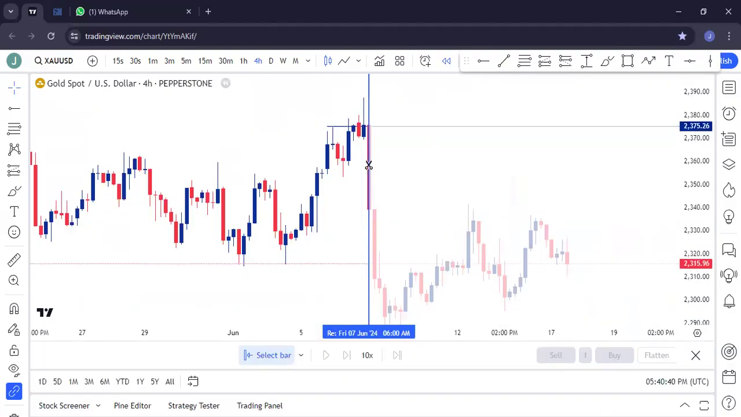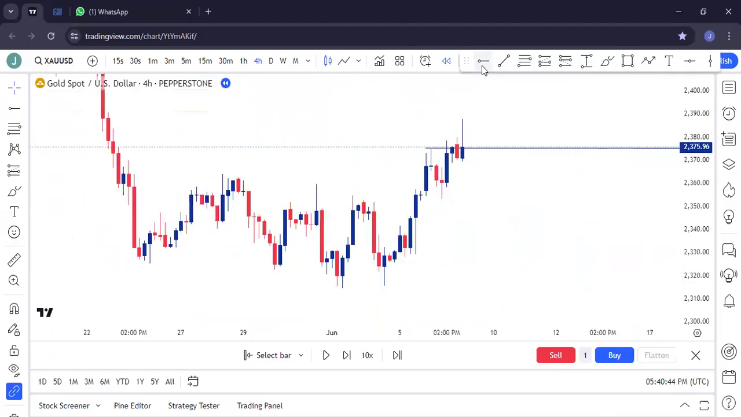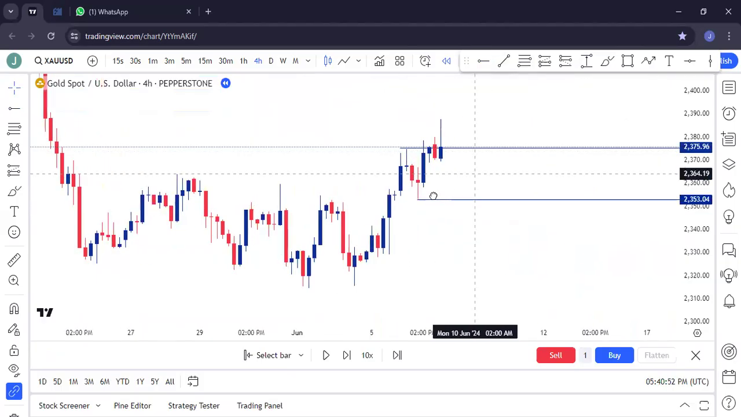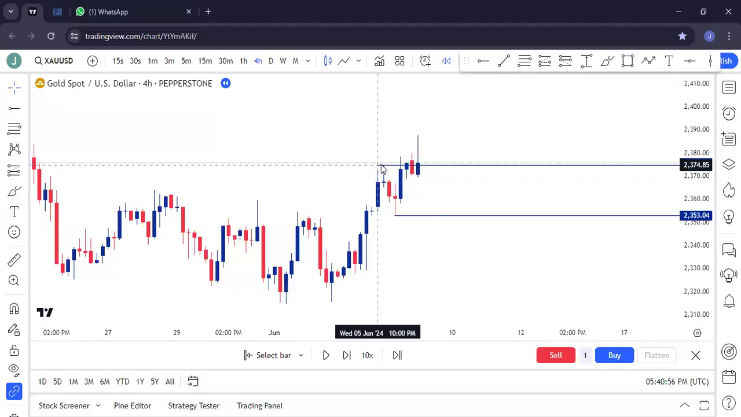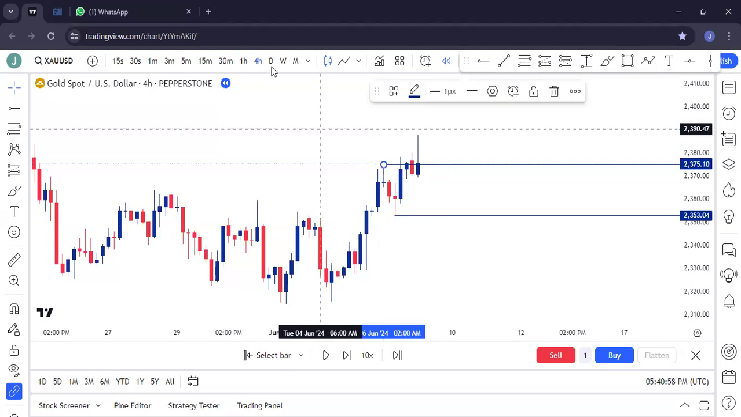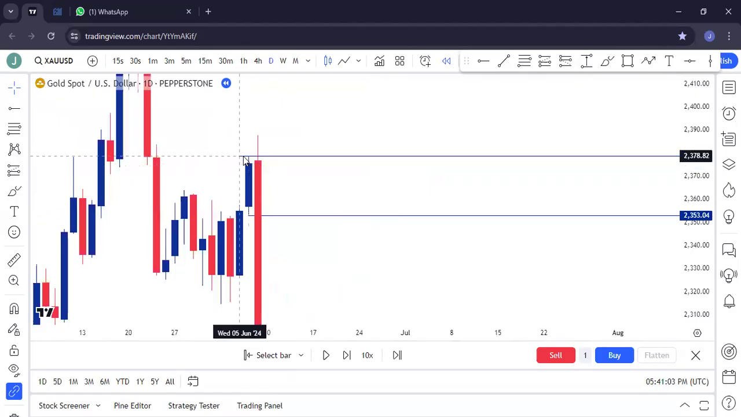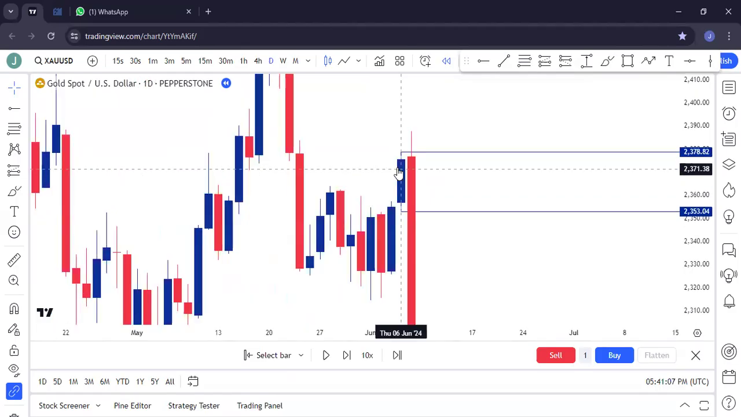So let's cut the price here. This is the 4 hour structure, meaning the price has broken. So we have to consider this as our area of liquidity. Now, if we go to confirm this structure in the daily time frame, we see price did not break by body. It just broke by what? By wick.